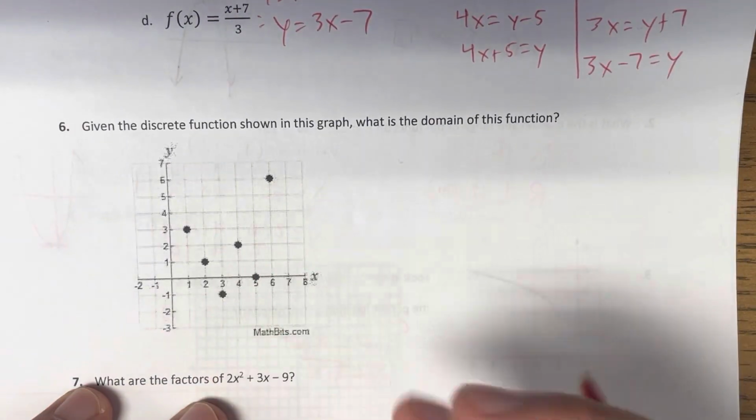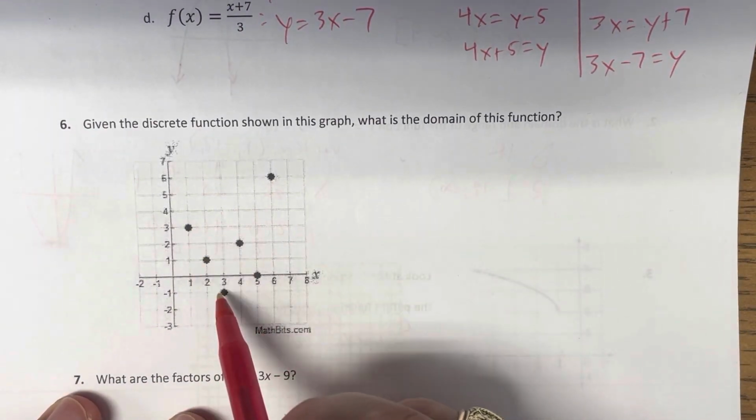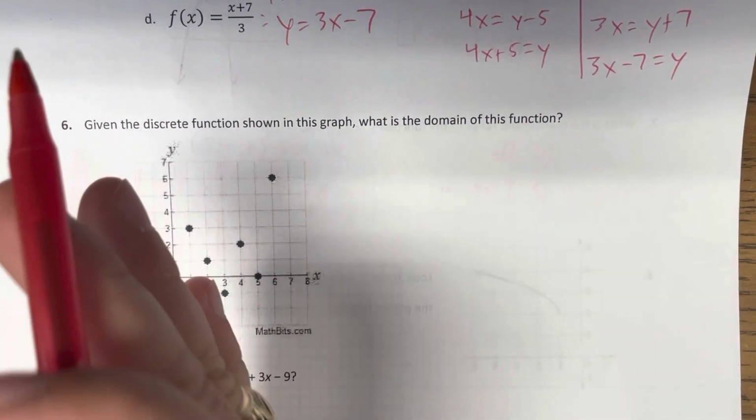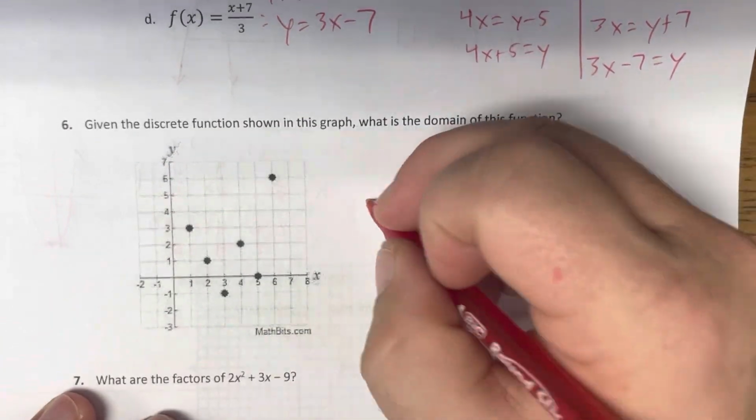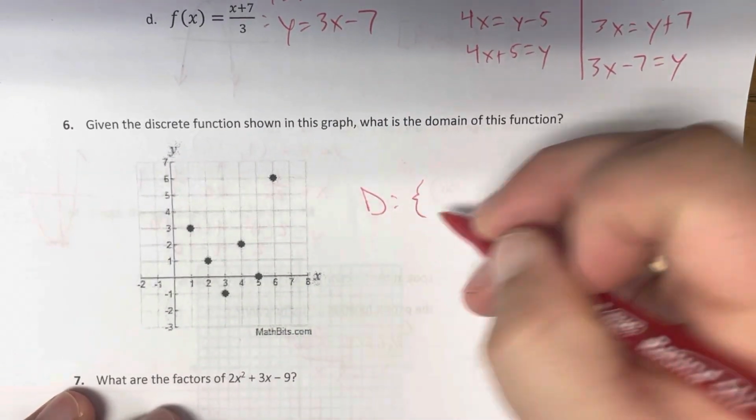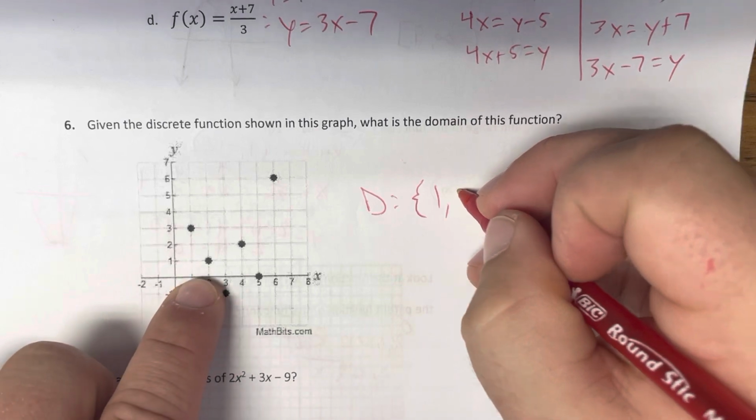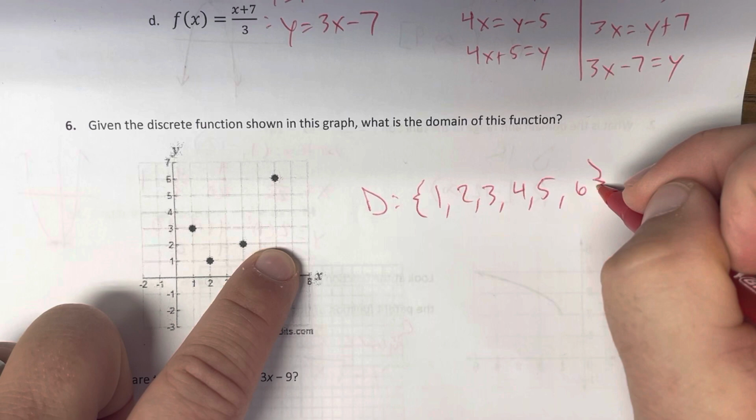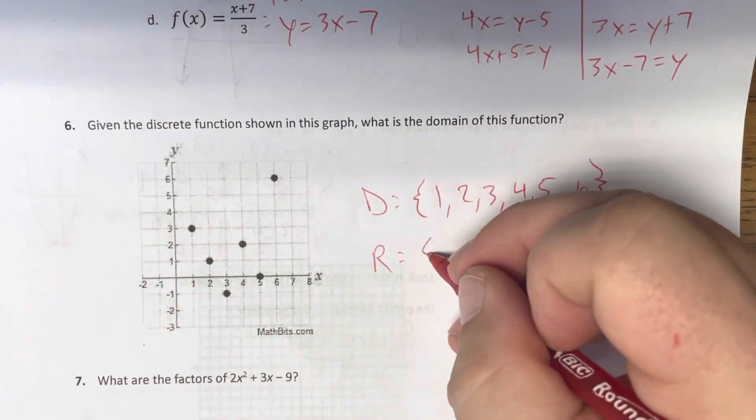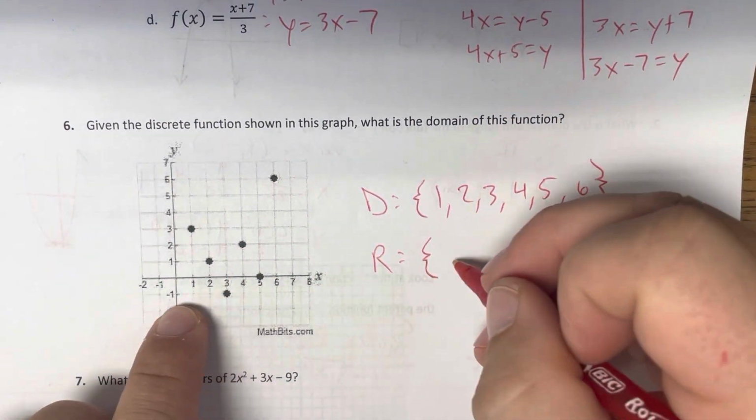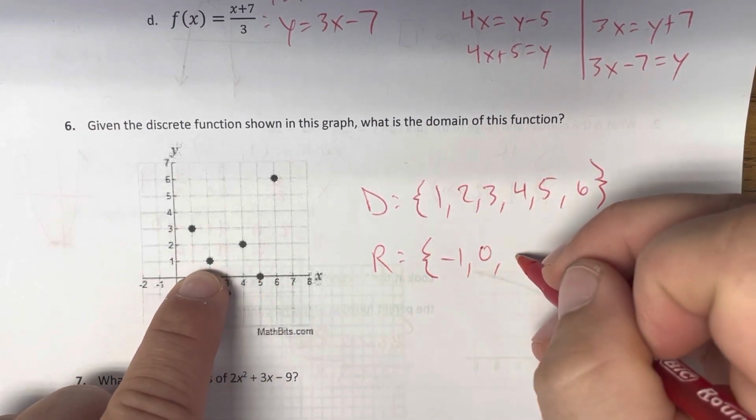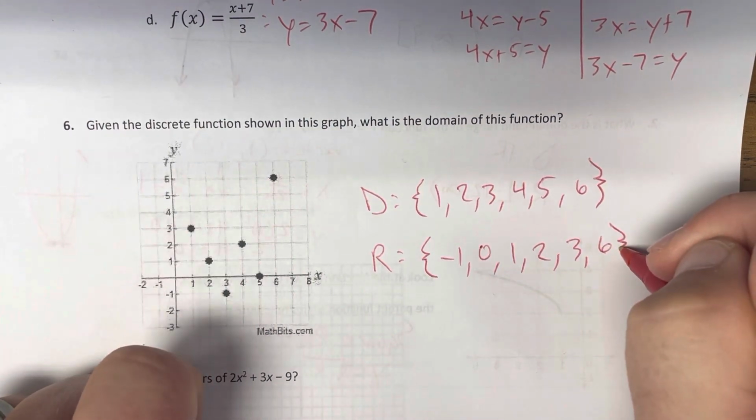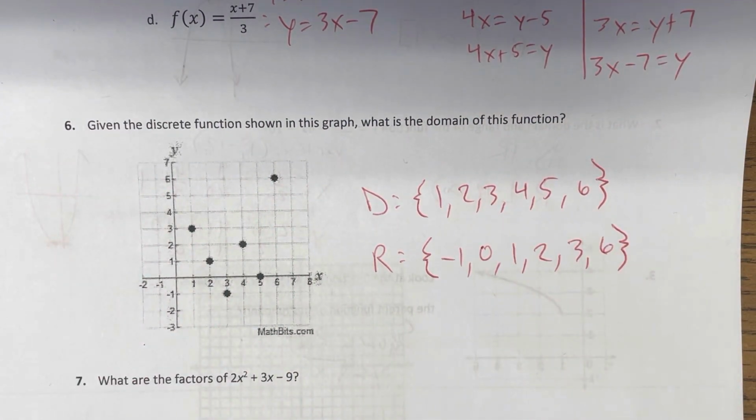All right, this one's a discrete function, so it's not continuous. It doesn't connect these points, so it doesn't include on the domain and range all the numbers in between. It's just going to be listing all the different values. So for my domain, I'll list all my x's: 1, 2, 3, 4, 5, and 6. For my range, I'll list all my y values. So I'm going to start down here at -1, 0, 1, 2, 3, and we're going to skip up to 6. And there's my domain and range, just listing all those values.